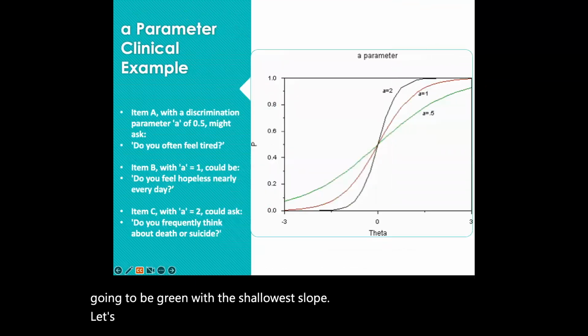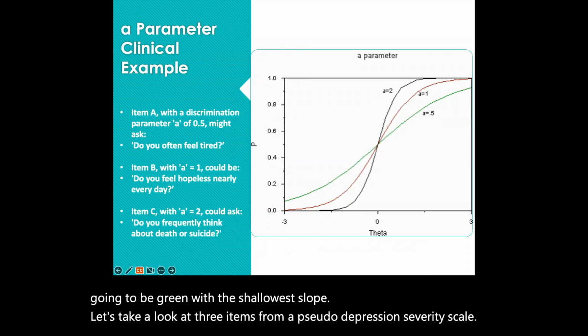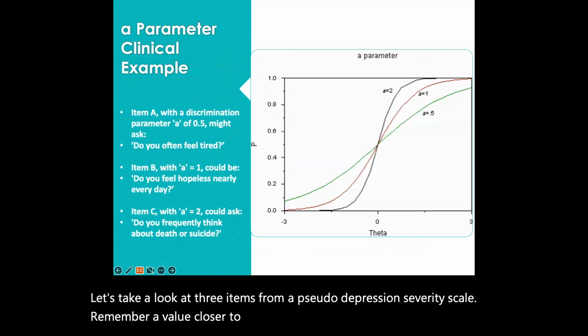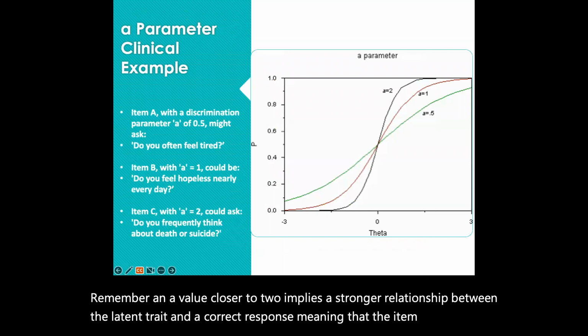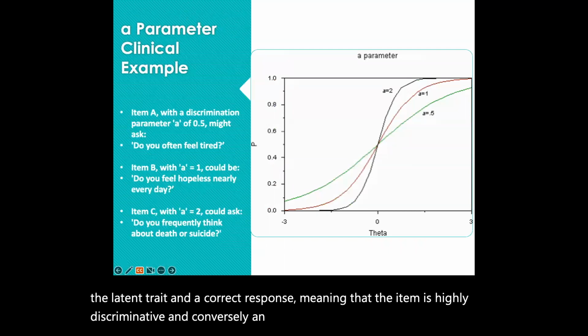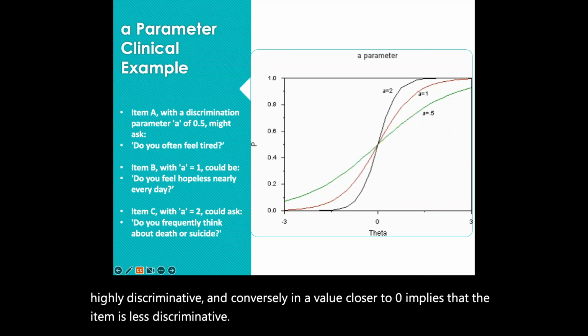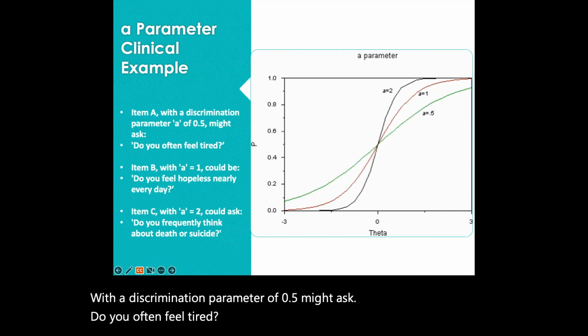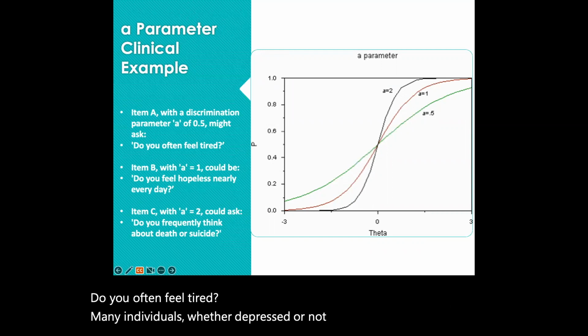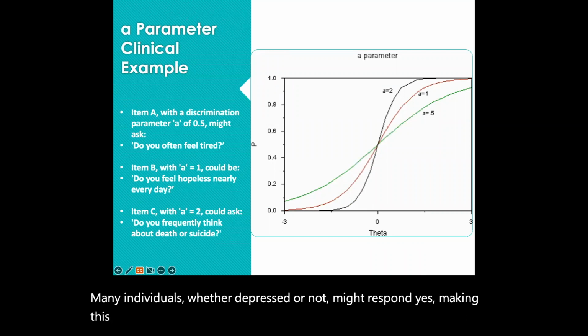Let's take a look at 3 items from a pseudo depression severity scale. Remember, an A value closer to 2 implies a stronger relationship between the latent trait and a correct response, meaning that the item is highly discriminative. And conversely, an A value closer to 0 implies that the item is less discriminative. Here, item A with a discrimination parameter of 0.5 might ask, do you often feel tired? Many individuals, whether depressed or not, might respond yes, making this item less discriminative.